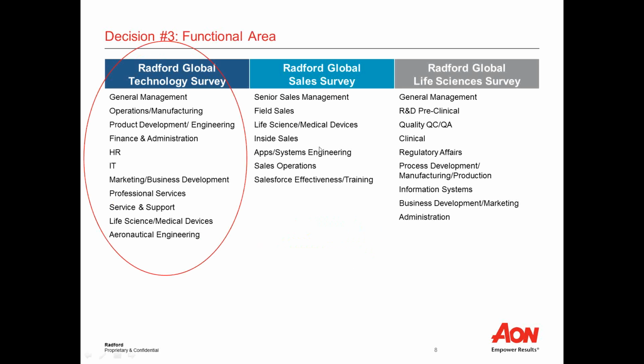So moving along within the Radford survey, we do have 3 surveys, but I've highlighted and focused the survey that the Belarus market will be focusing on, and that's our global technology survey. Here we have a list of functions, and when we get to the actual network, I'll show you some quick tricks in identifying functions and slimming down your focus so you don't have to look at all the functions at the same time. Here we've got our general management, operations and manufacturing, product development and engineering, finance and administration, HR, IT, marketing, business development, professional services, anything to do with services and support.